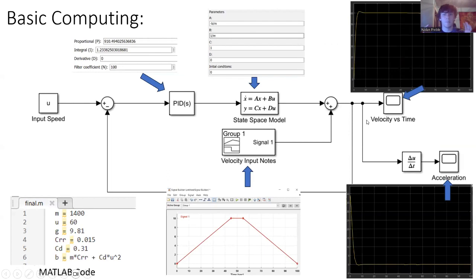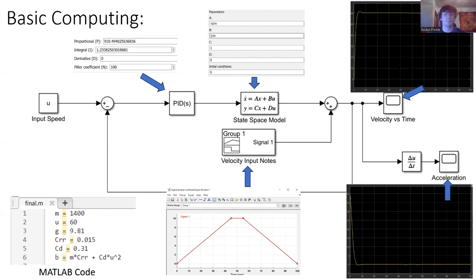Here's my Simulink model. I view as the input speed. This comes from the MATLAB code, and then it feeds into a PID, which I calculated through Simulink and through the tuning function. And I already put my state space model in with the equations I already derived, with the values I calculated. B is calculated based on the input, as we know that drag increases with speed.